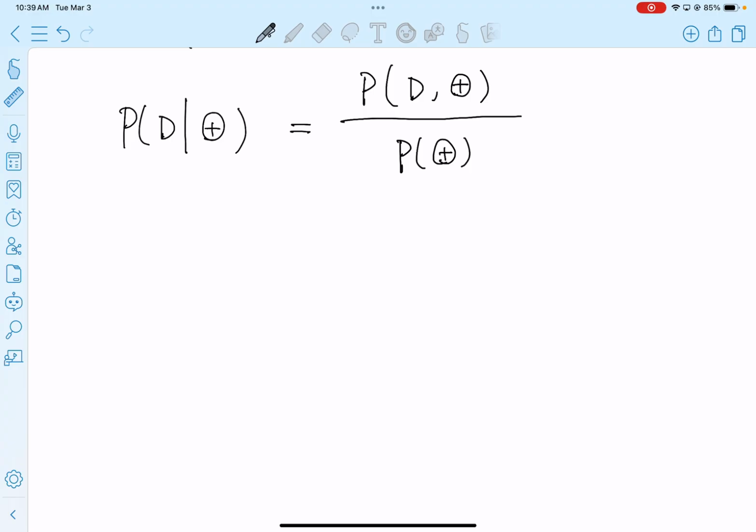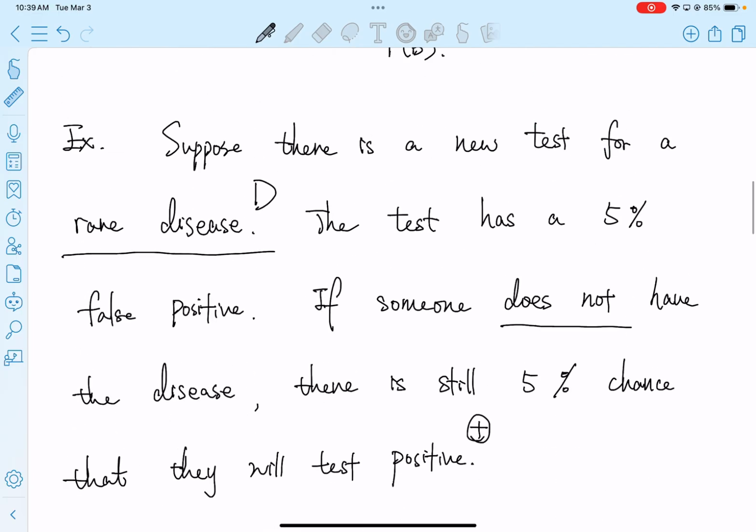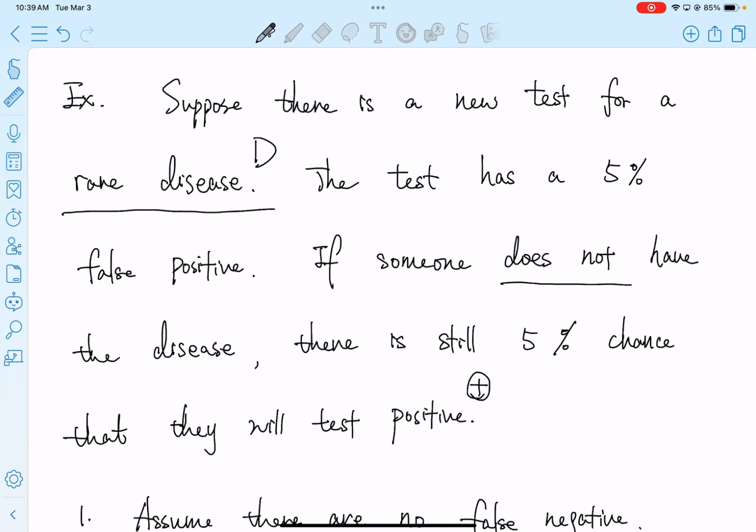Okay, so now let's take a look at what information we actually have. Let's look at the first piece of information that we can collect from the prompt, or from the question here. So we know that the test has a 5% false positive rate. That is saying the person does not have the disease, but there's still a 5% chance to test positive.